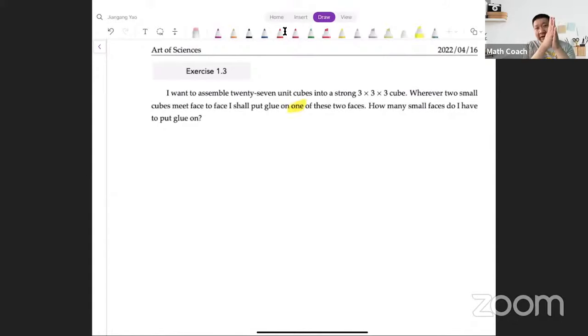So each touch is 9. So double of 9 is each direction, but there are 3 directions. So it's 18 times 3, and the answer is 54. Okay, so now it's 2 to 1.